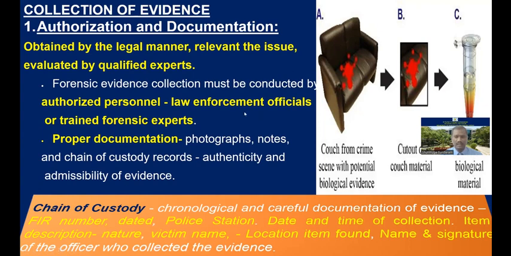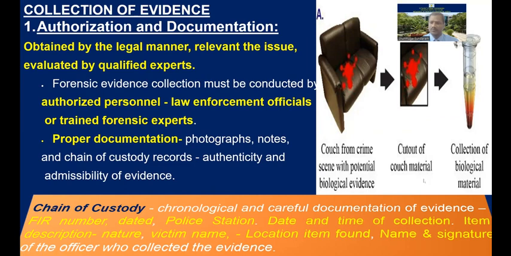Based on the collection of evidence, there is a need for documentation. The documentation we saw before includes photographs, notes, and chain of custody records, for the authenticity and admissibility of evidence in court. These are the basic understanding about the collection of evidence. We see a picture here where the couch at the crime scene has biological evidence. You need not take the entire couch. You may cut out the particular part you need, then take it to the laboratory and collect the biological material.